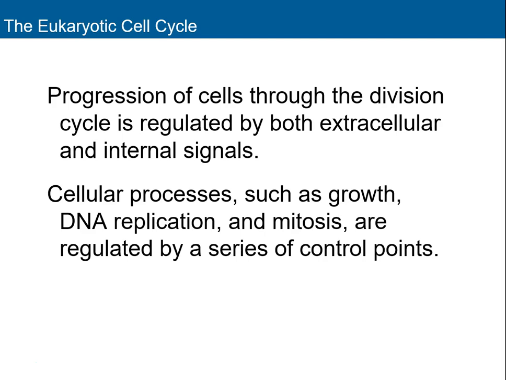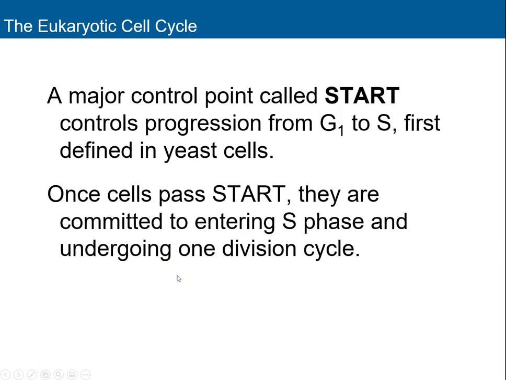Now, like I said, a lot of this chapter is talking about regulation of the cell cycle. Progression of cells through that cell cycle is regulated both by signals on the outside of the cell, extracellular signals, but also by signals internally within the cell. Now, maybe you remember this from Bio 111 or General Bio, that there are checkpoints. So we'll start off by talking about that.